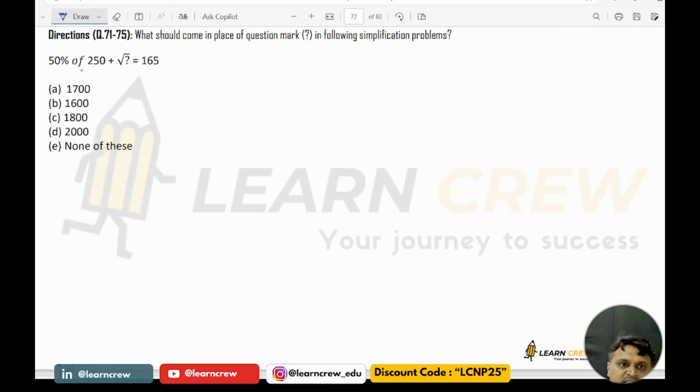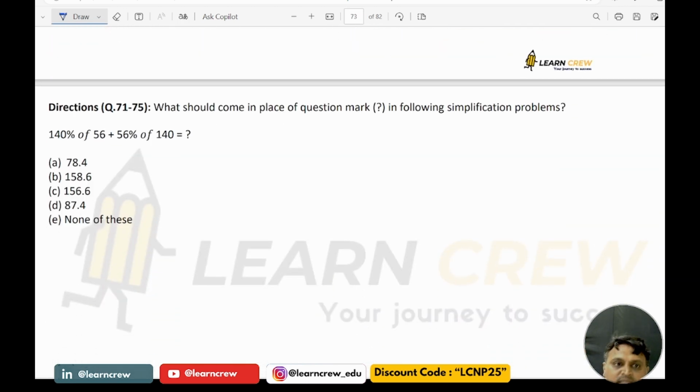50% of 250 is 125. 125 plus 40 is 165. 40 square is 1600. So answer is 1600. Next.